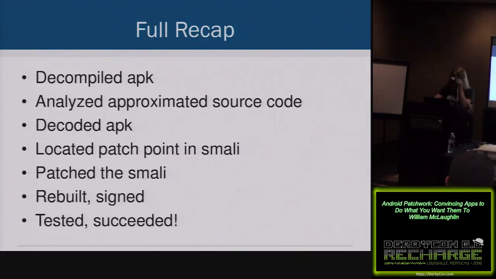We located the patch point that we initially saw in the decompiled source in the Smali code. We edited the Smali code, replacing the certificate failure function with the certificate success function. We rebuilt the application using APKtool again. We signed it using keytool and jarsigner, and we tested it, and we saw success.